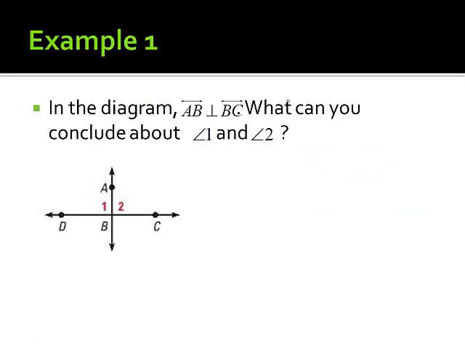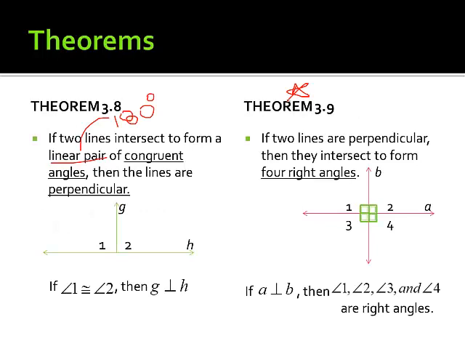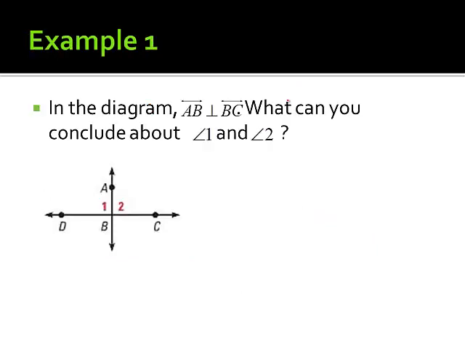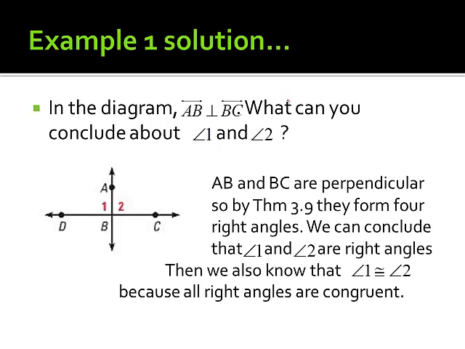Okay, so we have in the diagram, I tell you that AB is perpendicular to BC's line. What can you conclude about angle 1 and angle 2? Well, if I tell you that AB is perpendicular to BC, by this previous theorem, 3.9, we can state that AB and BC create right angles. So we know they form four right angles because two lines that are perpendicular intersect to form four right angles.